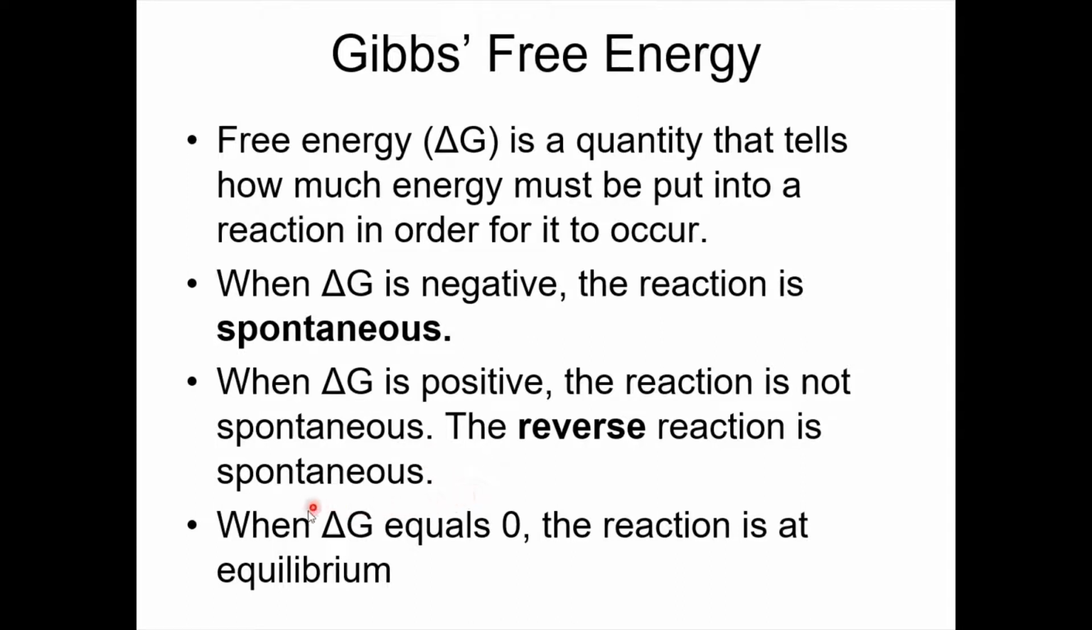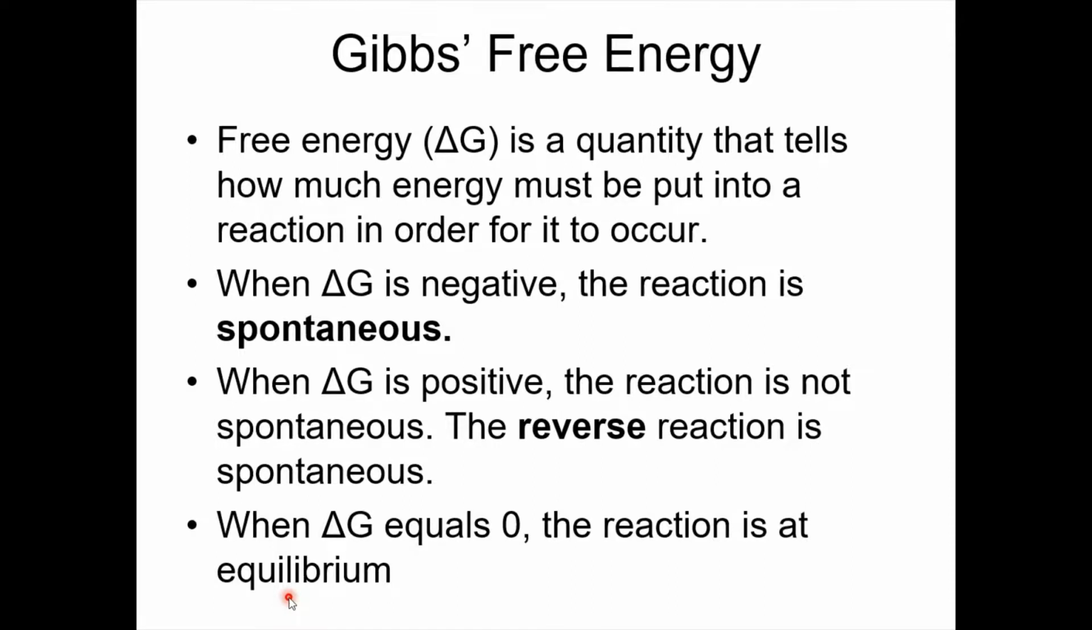And there are times when delta G actually equals 0. And when delta G equals 0, the reaction doesn't go from left to right or from right to left. The reaction is at what we call equilibrium, where the amount of reactants turning into products is the same as the amount of products turning into reactants. There's a whole chapter coming up on equilibrium, so we'll get to that later.